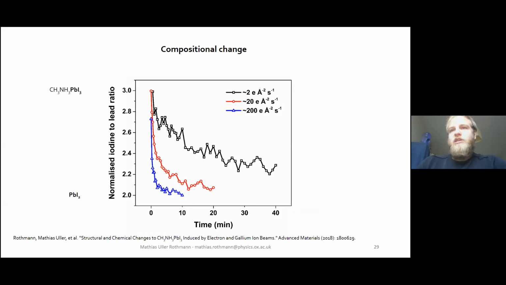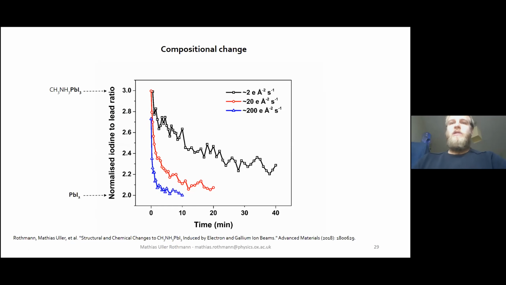We can see how this changes from a chemical perspective as well. Here we're measuring the ratio of iodine to lead. In our pristine perovskite, we have 3 iodine for each lead, and in our precursor material, we have 2 iodine for each lead. And here you can see all of the different dose rates. This 2.1 here is what we did before. The 200 is getting closer to normal imaging. And we have very, very rapid deterioration of the material under all the conditions.